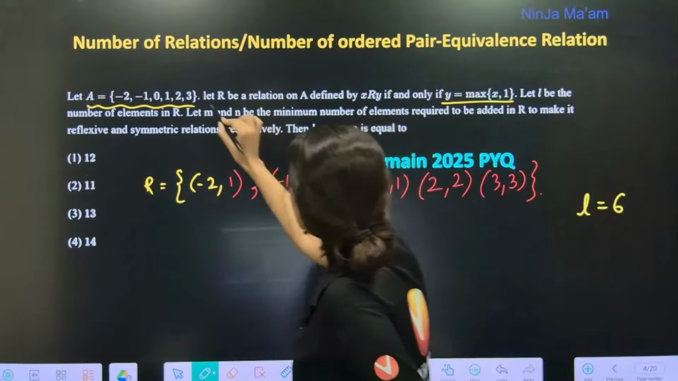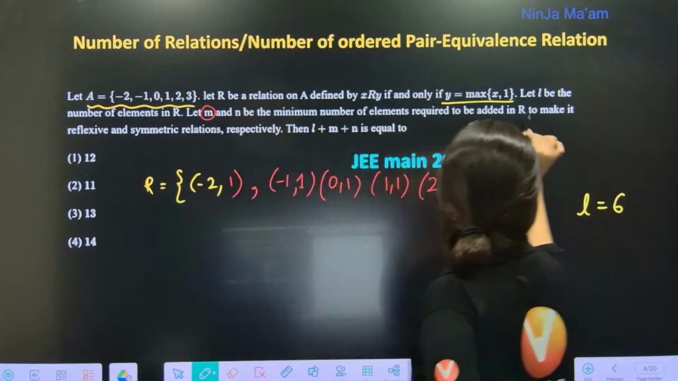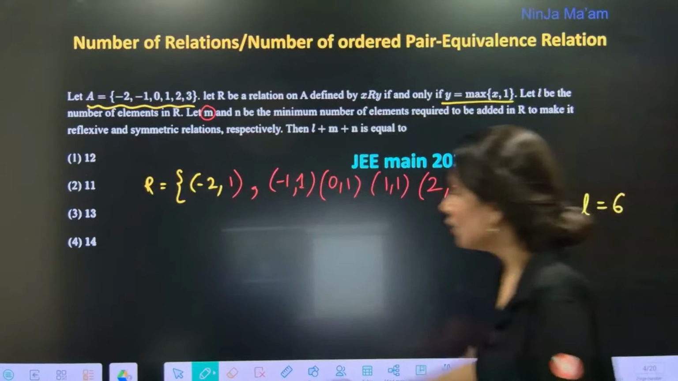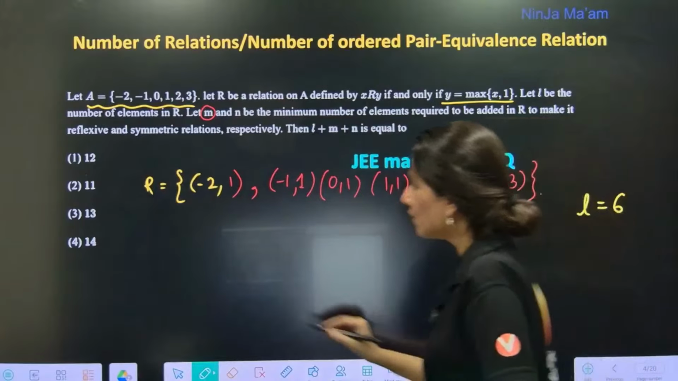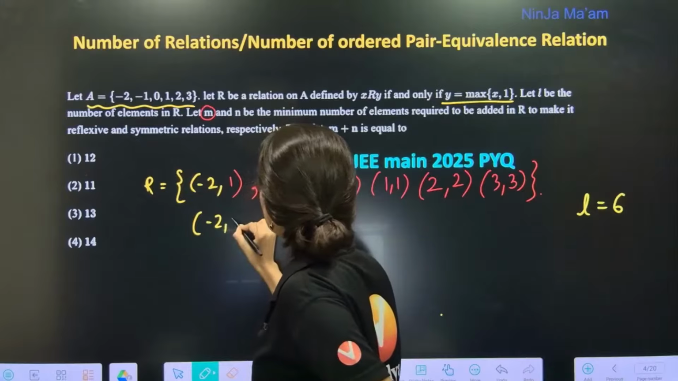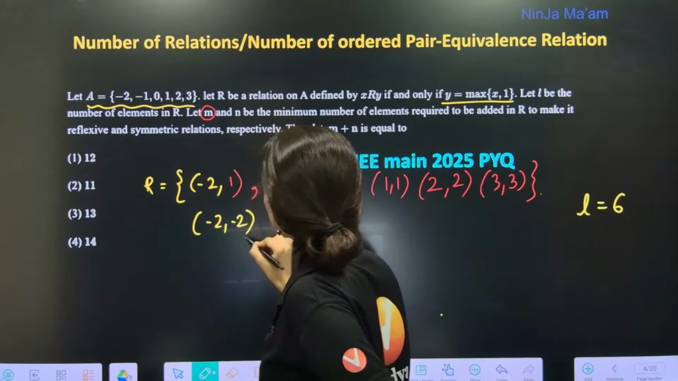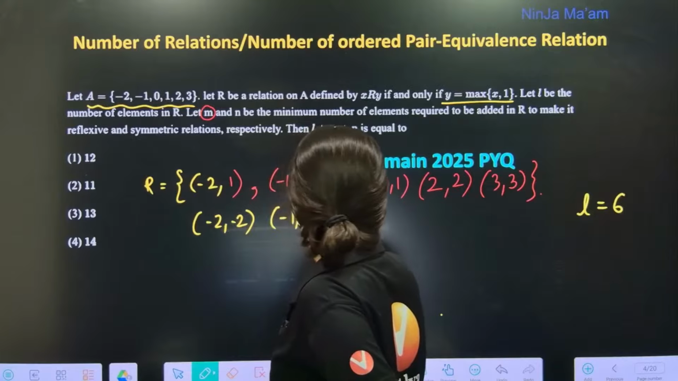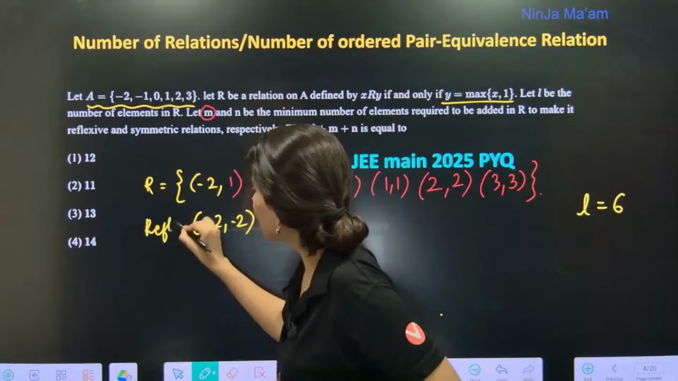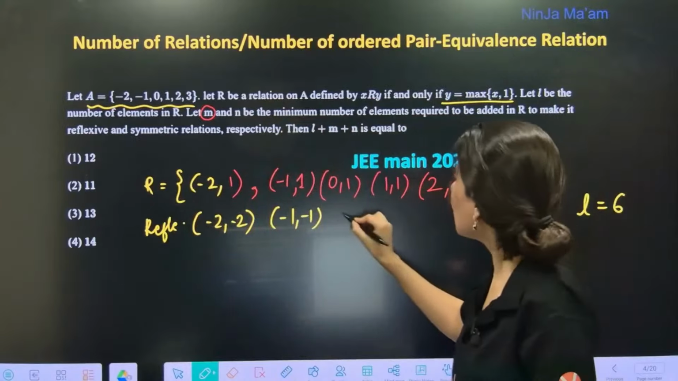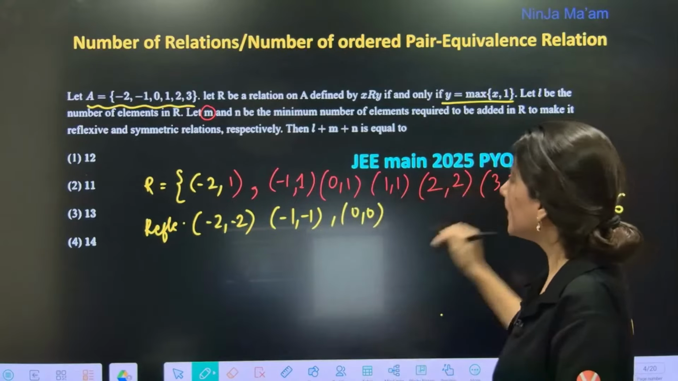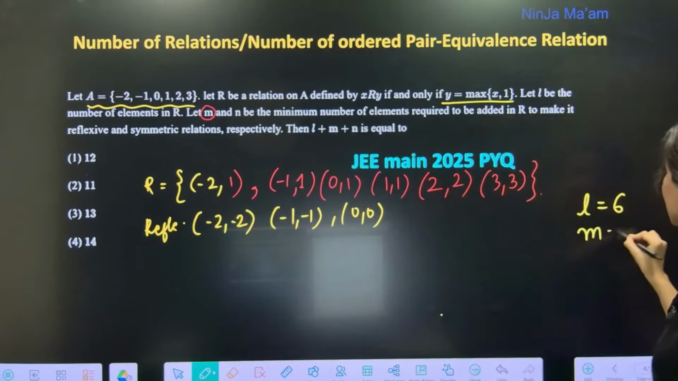Now, what is M? Can anybody tell me? M is the minimum number of elements to be added to make it reflexive. To make it reflexive, it should have minus 2 comma minus 2. Then minus 1 comma minus 1 should also be there to make it reflexive. And 0 comma 0 should also be there. 1 comma 1 is already there, 2 comma 2 already there. So 1, 2, 3. Clearly M is nothing but 3.